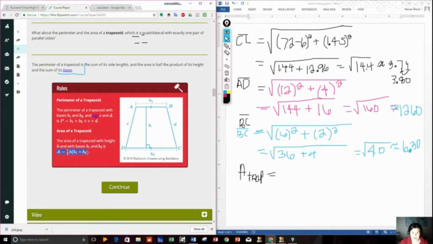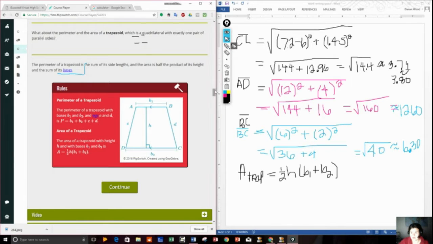So if you do not have these written down, I would write them down in your notes, and that way it's a quicker reference for you. So that's how I would look up the information if I did not have it. So it would be area is 1/2 times our height times our base 1 plus our base 2.